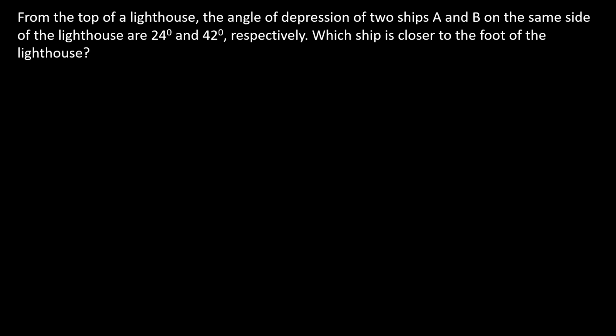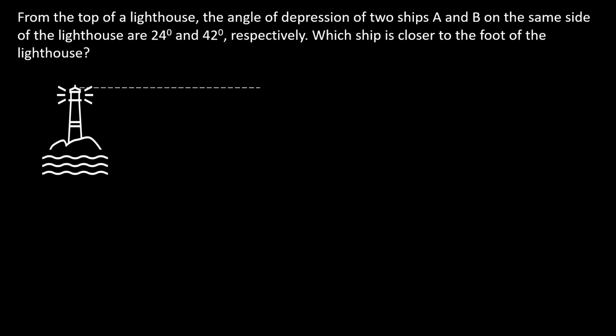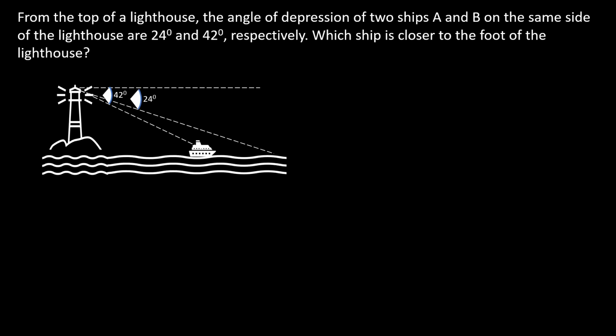From the top of a lighthouse, the angles of depression of two ships A and B on the same side of the lighthouse are 24 degrees and 42 degrees respectively. Which ship is closer to the foot of the lighthouse? So we draw a lighthouse, a typical figure of a lighthouse, with the horizontal and the angles of depression of two ships. So the first angle of depression, or the larger angle of depression, is 42 degrees. The other one is 24 degrees.